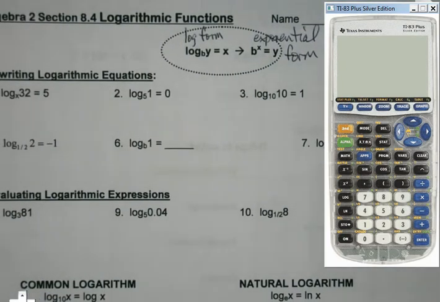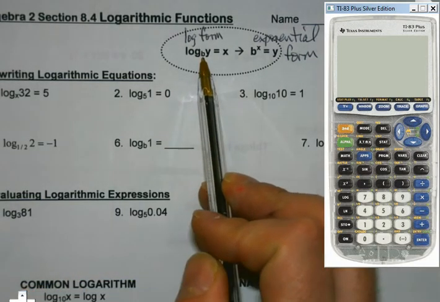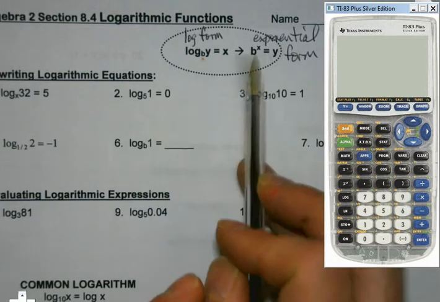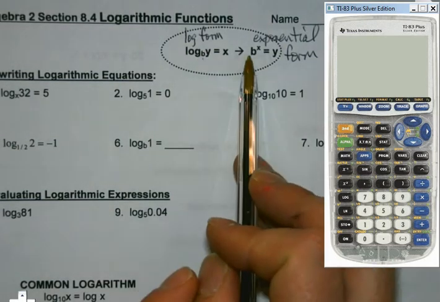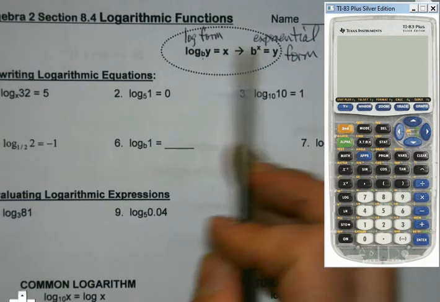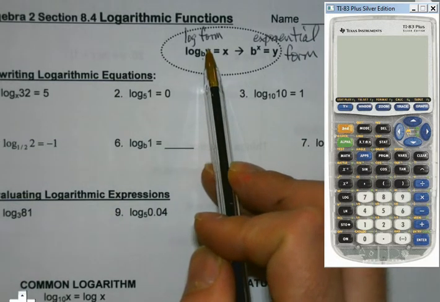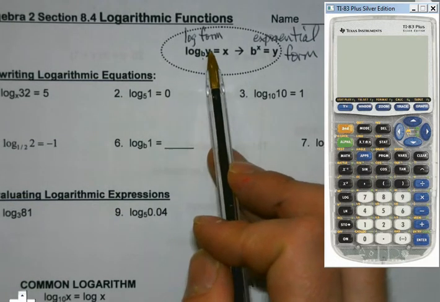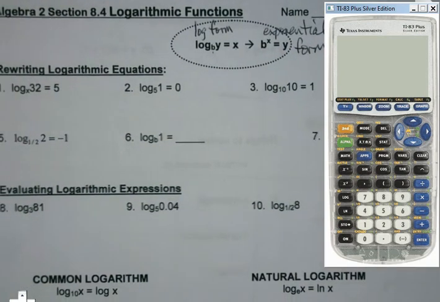Basically, what you're doing is you're looking at this, and your sub-base, your little b down here, is going to become the base of your exponent over here. That'll always be the same. Whatever your solution is in your logarithm will always be your exponent, and then your regular base, your big base, I like to call it, because it's a bigger variable here, ends up being your answer. So here's how this works.